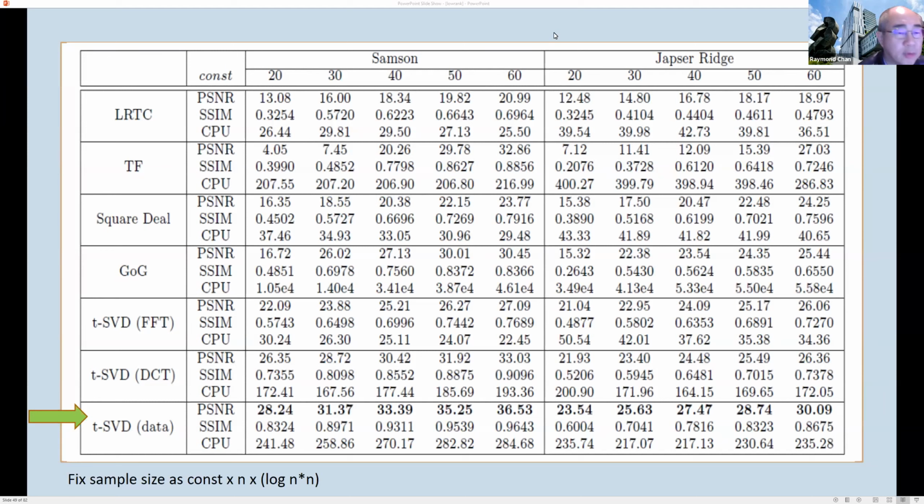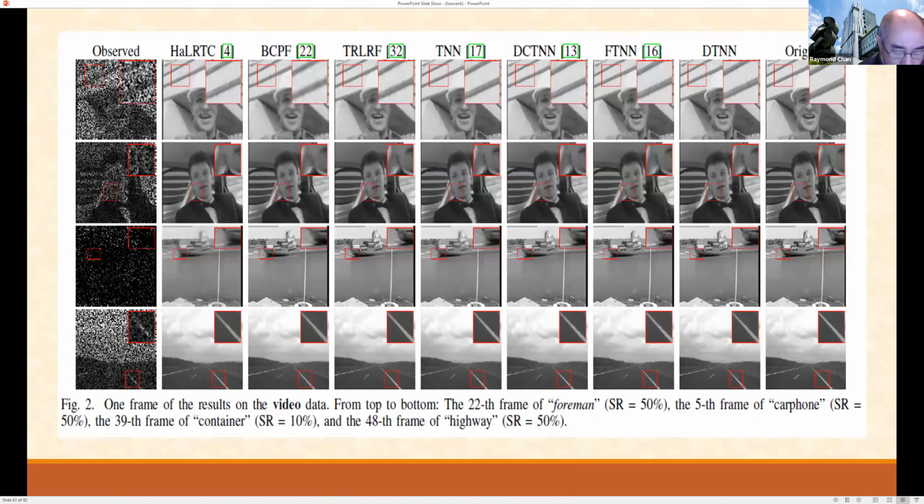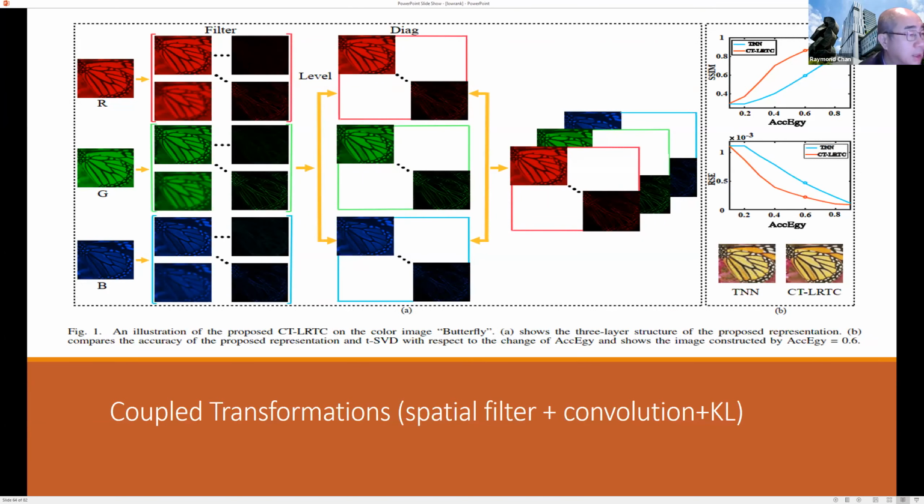Yeah, I have a question for Michael. In your coupled transformation, where you use this spatial filter plus the standard transformation, I would like to ask, is it similar to replacing the convolution in the Tensor SVD by two convolutions together? Is it similar? Yeah. How to say? Well, because the Tensor SVD is on the convolution on the tubes.